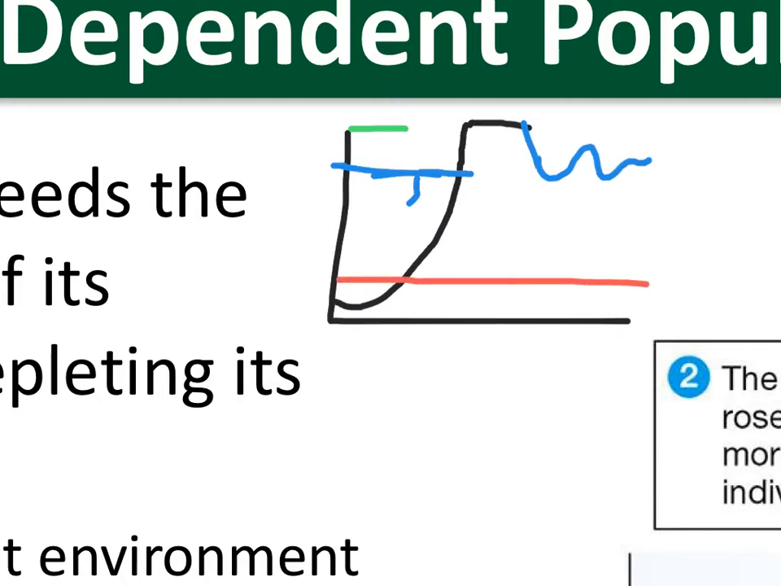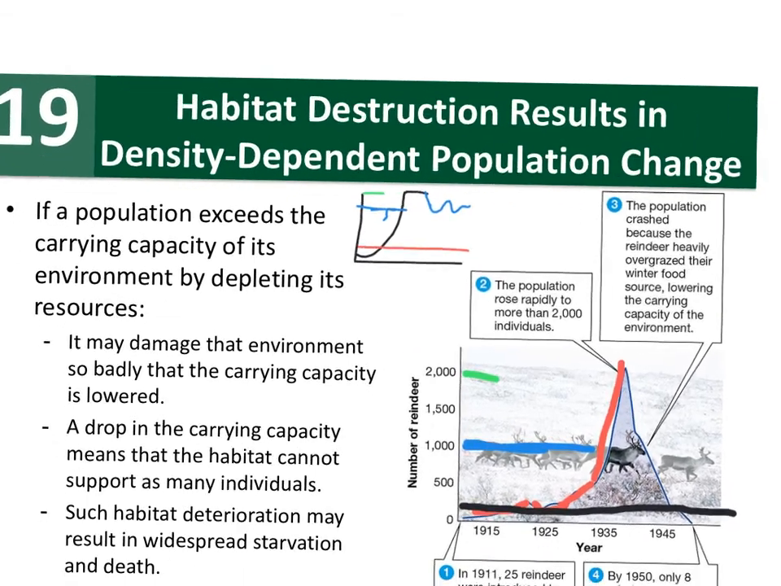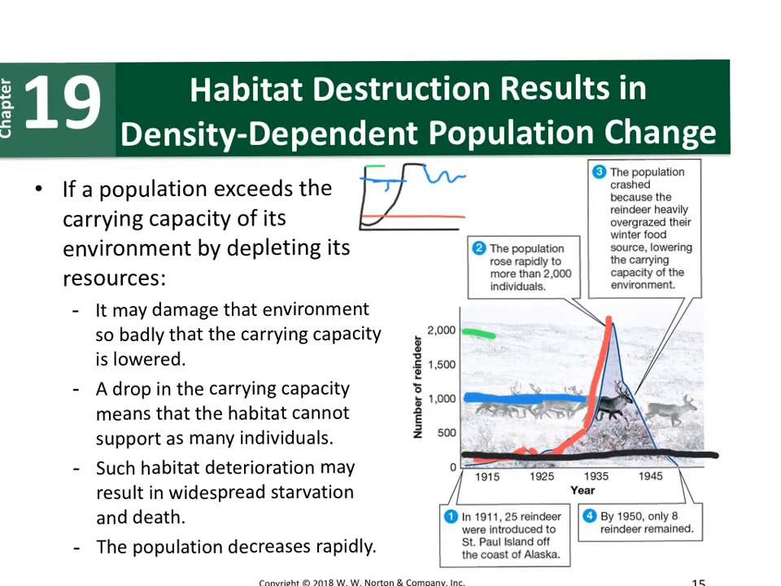Okay, from density-dependent population. So, it depletes the population, depletes the resources, may damage the environment so badly that carrying capacity is lowered. A drop in carrying capacity means habitat cannot support as many individuals. Habitat deterioration continues, results in widespread starvation and death, and the population crashes.